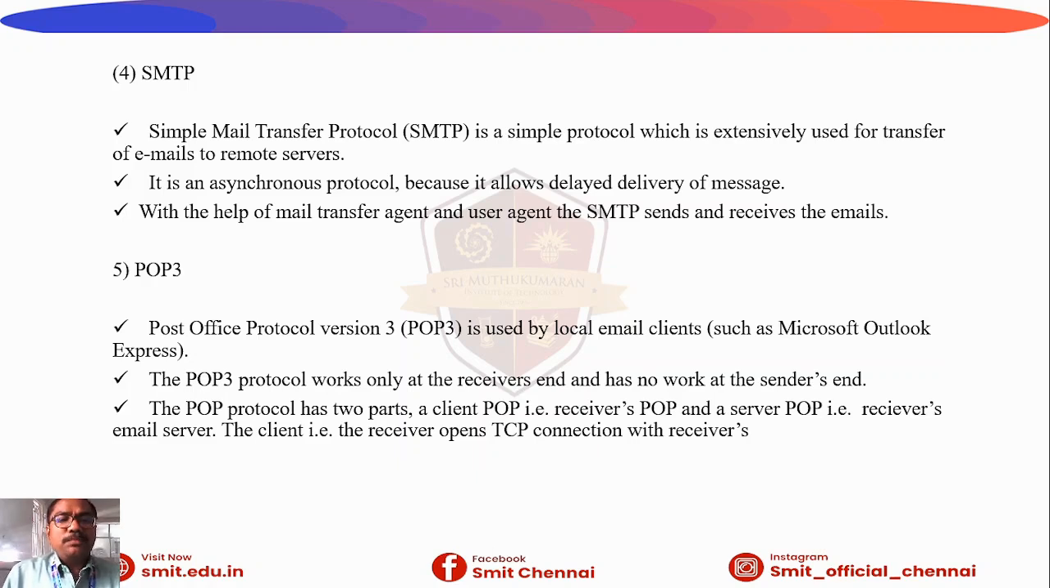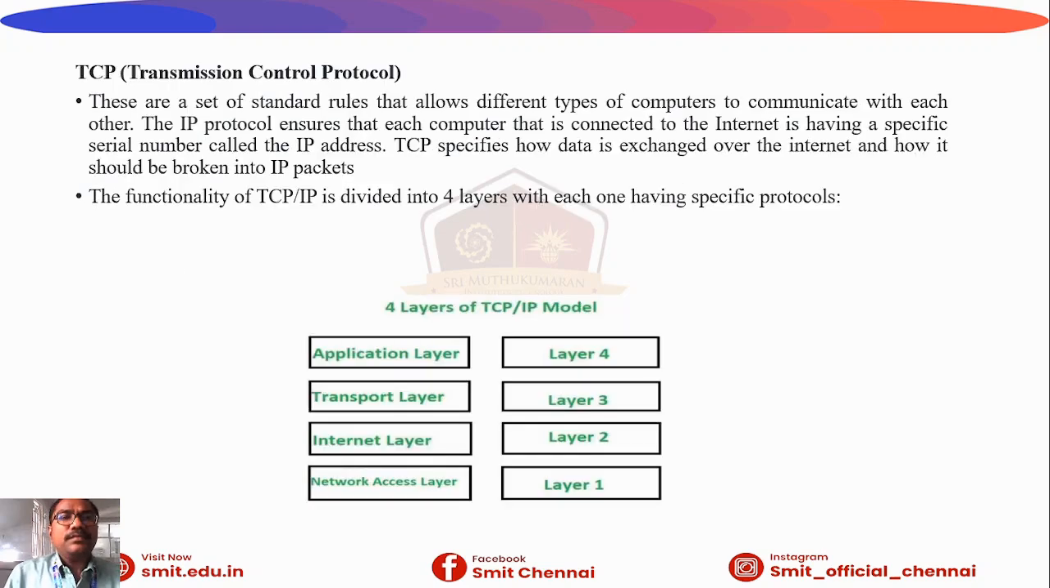Then the next one is POP3, that is Post Office Protocol version 3, which is only used by the local email clients like Microsoft Outlook Express. Then the next one is Transmission Control Protocol. This protocol allows the different types of computers to communicate with each other. The IP protocol ensures that the computer is connected to the internet, and the TCP ensures that the data is exchanged between the internet in the form of packets.